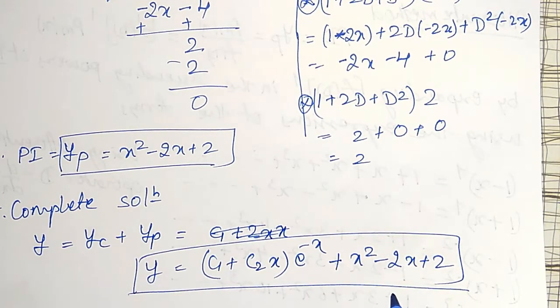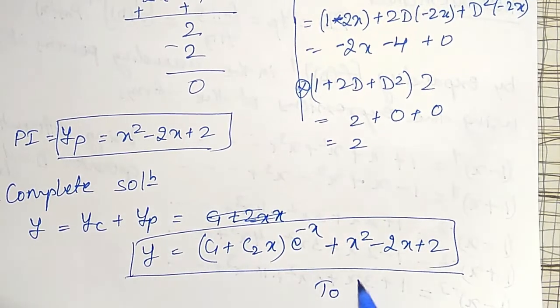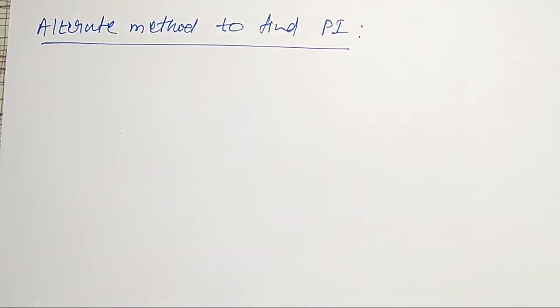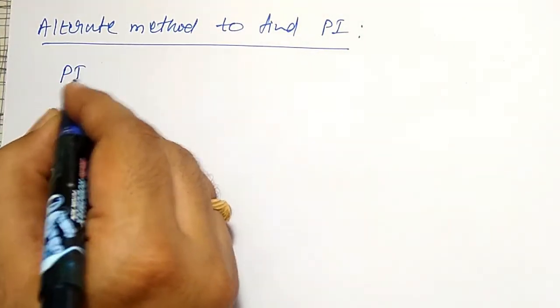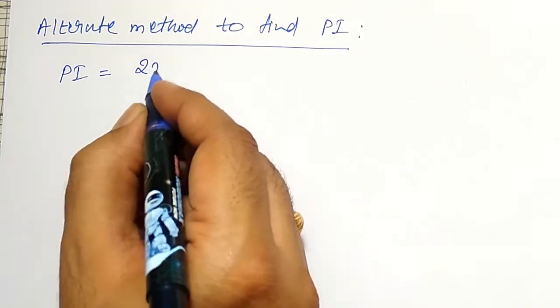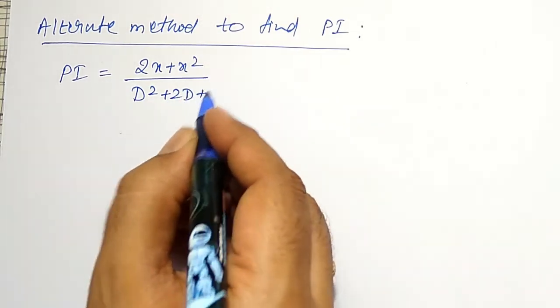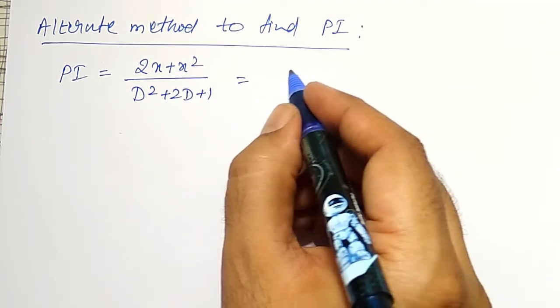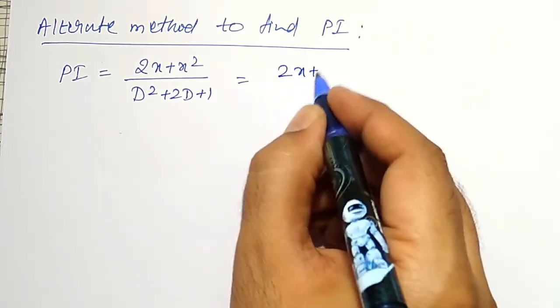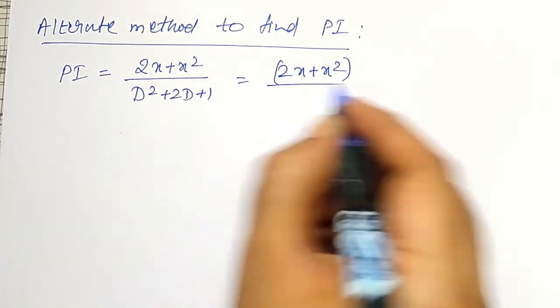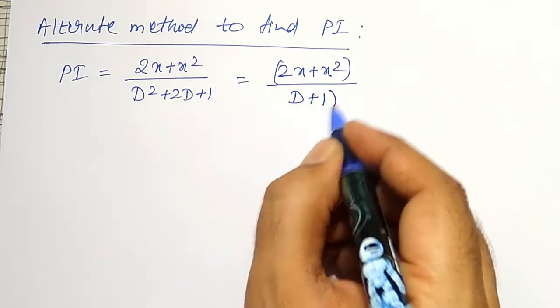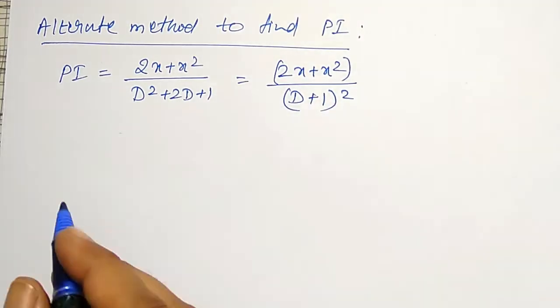Just for your information, I will solve that x square minus 2x plus 2 in the alternate form also. To be continued. The alternate method also I will solve and come back. The PI I am going to discuss. Therefore, PI is nothing but 2x plus x square divided by d square plus 2d plus 1. Now this one I can write as 2x plus x square divided by d plus 1 the whole square.